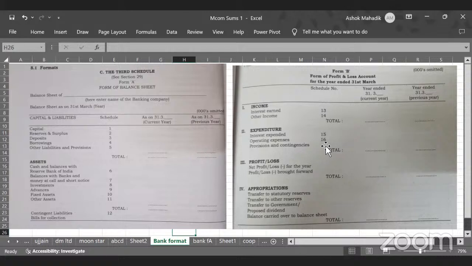Then rebate on bill discounting is to be provided, rupees 20,000. Okay, so this will be reduced from your income. Whatever income you have received or generated, this is income received in advance. So you have to subtract this from your schedule number 13 from interest incomes. I hope you are clear on this. So shall we proceed with the posting part?